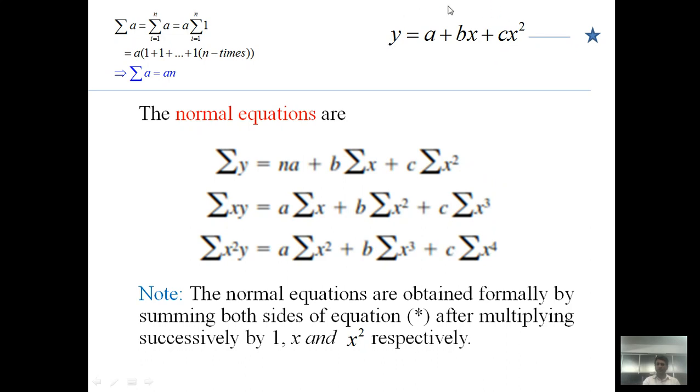So to multiply this equation by x and again apply summation on both the sides, we get the second normal equation. And to obtain the third normal equation, multiply this equation by x square and simultaneously take summation on both the sides. So we get the third normal equation, that is sum of x square y is equal to a into sum of x square plus b into sum of x cube plus c into sum of x raised to 4. Now whatever we have discussed, the same result we have to write down here.